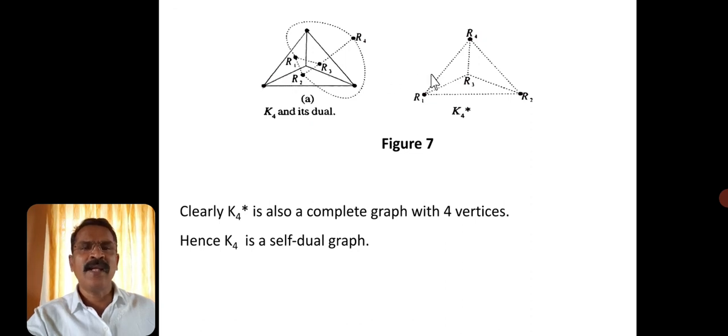So if two graphs are isomorphic, where one is obtained as the geometric dual of the other graph, or of the same graph, what can we say? These 2 graphs are isomorphic. If these 2 graphs are isomorphic, then the graph K4 is called self-dual. So this is another example of a self-dual graph.